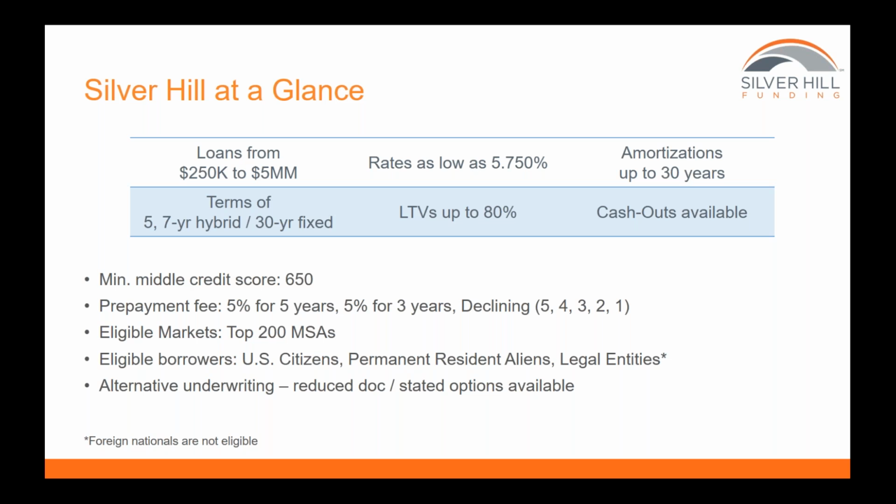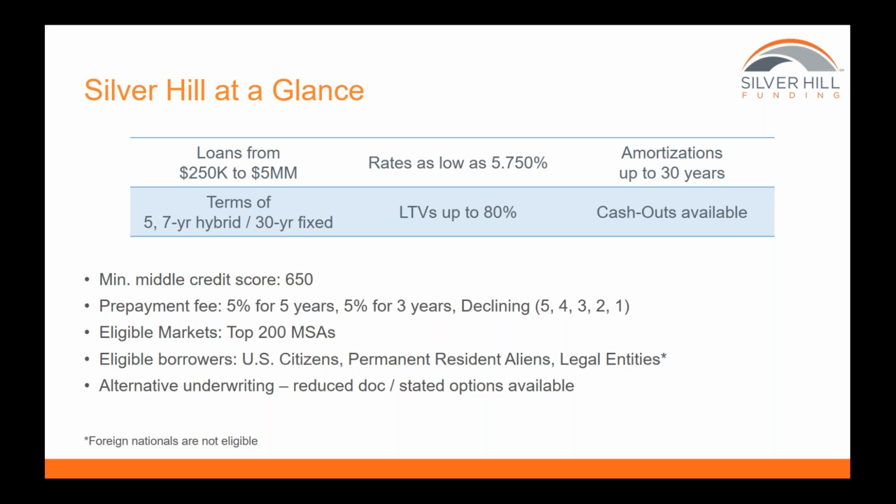We have rates as low as 5 3/4. Folks really like our pricing because it's very, very close to what a bank would offer out there. And the good part is that we amortize our loans over 30 years. So despite having slightly higher rates than the bank, our payments end up being a lot lower, which provides increased cash flow for these borrowers. So 30-year amortizations, we even have a 30-year fixed product that people really like. We can do LTVs up to 80%. And, of course, cash outs are available up to the max LTV.